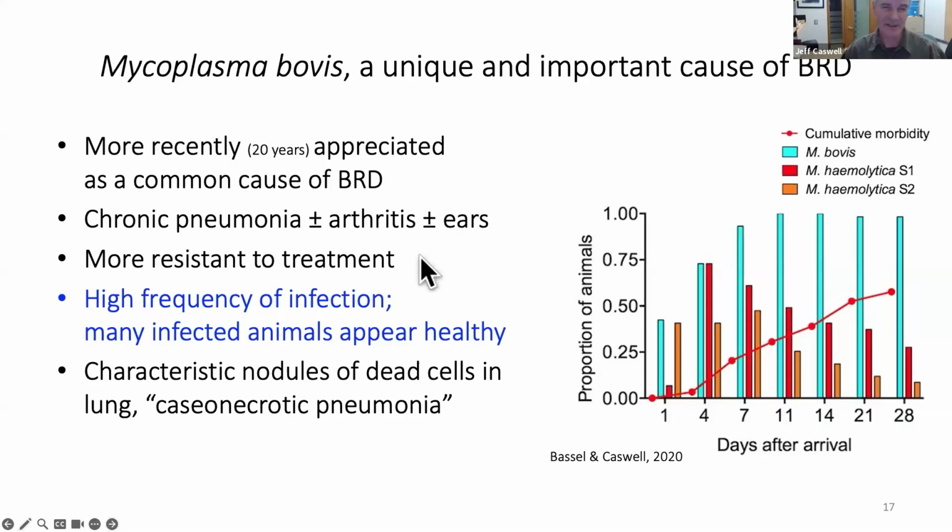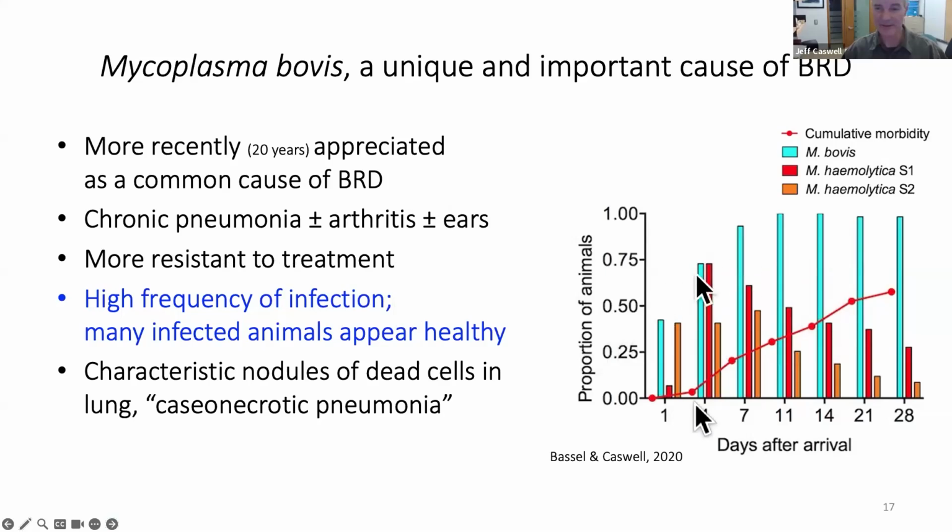I think the reason that people are quite concerned about Mycoplasma bovis pneumonia is, first of all, it tends to be a lot more resistant to treatment than other forms of respiratory disease. And secondly, the frequency of infection is very, very high.